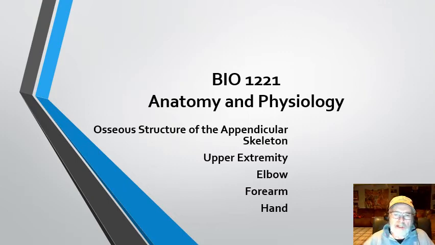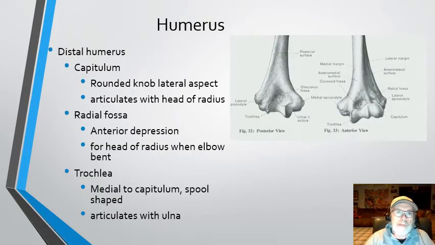Okay, we're back again. Let's finish off the upper extremity, and we got down to the middle portion of the humerus. Let's talk about the elbow, the forearm, and the hand, okay? And we'll go from there. Okay. The humerus. Let's talk about the distal humerus first of all. That's a good place to start.